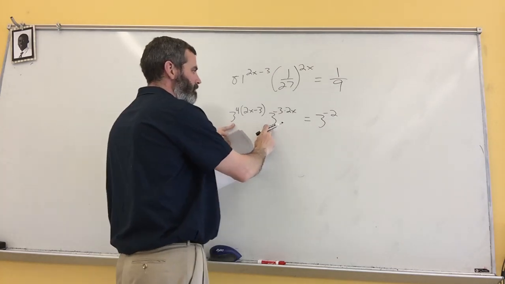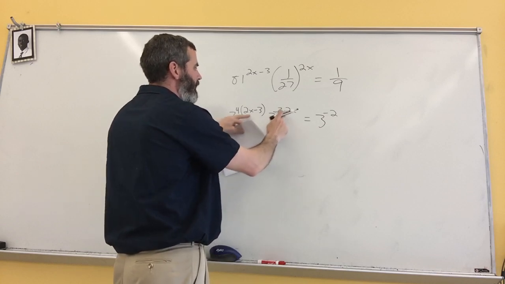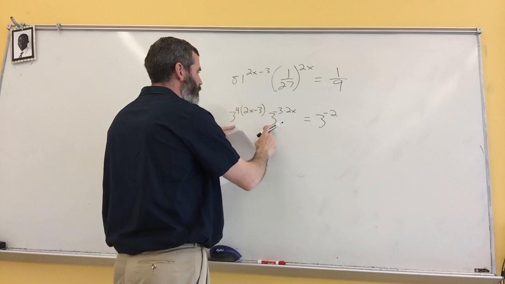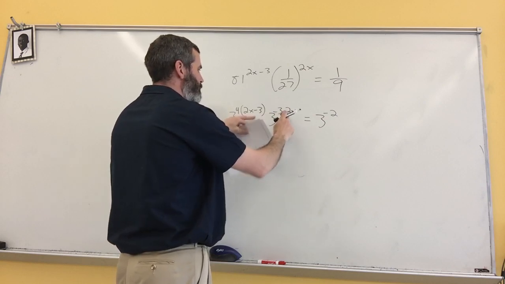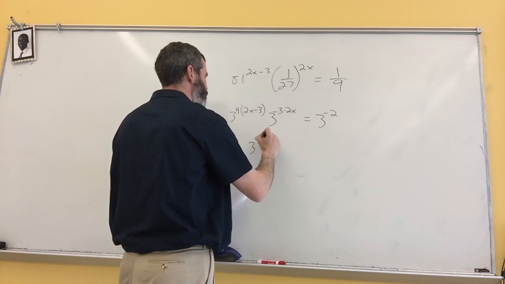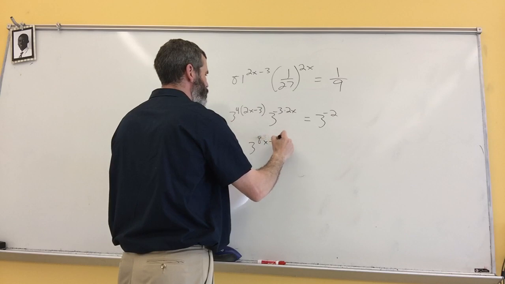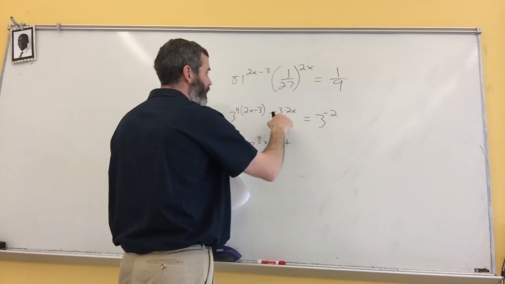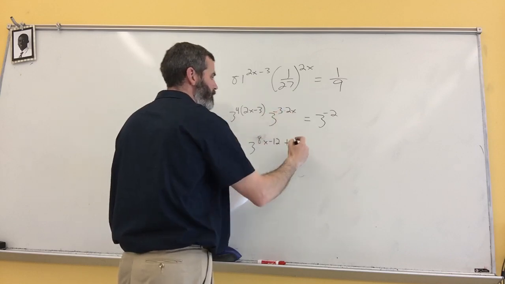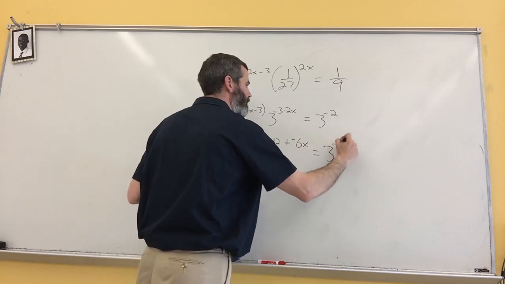So when I'm multiplying two things together with common bases, I add the exponents. When I'm multiplying common bases, I add the exponents. So this is going to be 3 to the 4. I'm going to distribute the 4, so it's going to be 8x minus 12, and then plus negative 3 times 2, which is negative 6x, equals 3 to the negative 2.